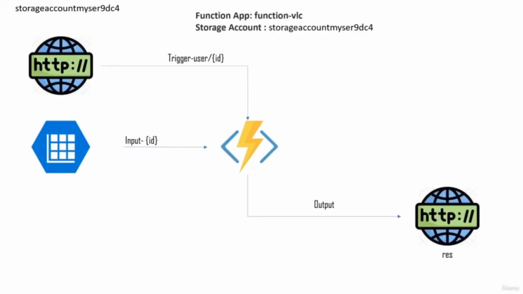Okay, so now let's talk about a second example. Now this is a very common use case, in which I have a user and I pass the ID as an HTTP endpoint and I get the information about that particular user. Here the input is the storage account table. Here the trigger is user/ID, and this ID I will pass in the input as well. All I need to do in the code is whatever value I get from the input, I just need to pass it to the output. So it's a very common use case and it can be done by just one line of code using this particular Azure function. So let's see how this is done.